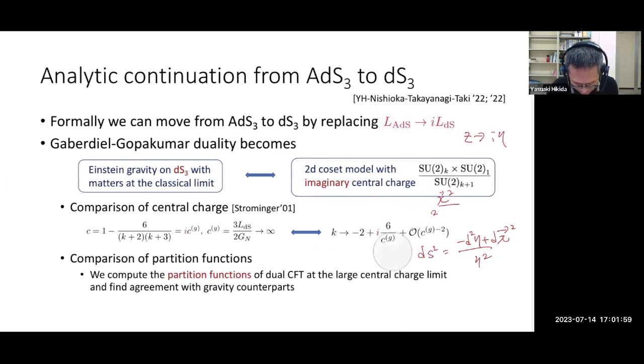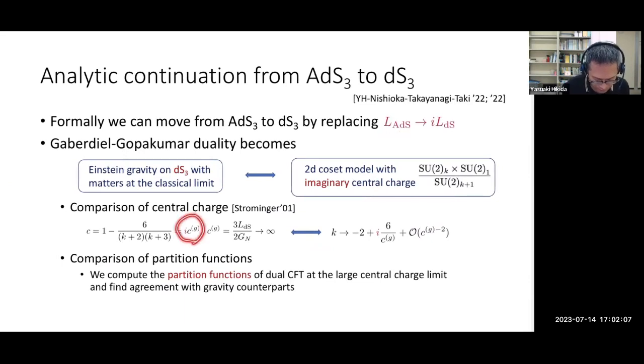I don't remember how much I talked, but now this becomes imaginary. So if we solve k in terms of CG, then we have this expression. So things become worse. Previously k was negative, but now k becomes a complex value. Things become worse, but we want to think about this region seriously in the later part of this talk.